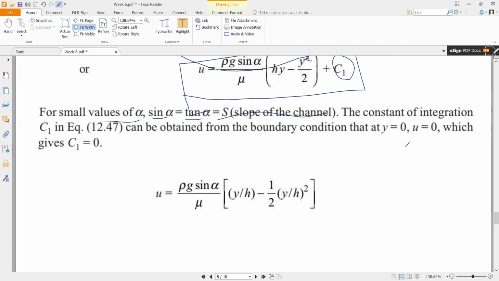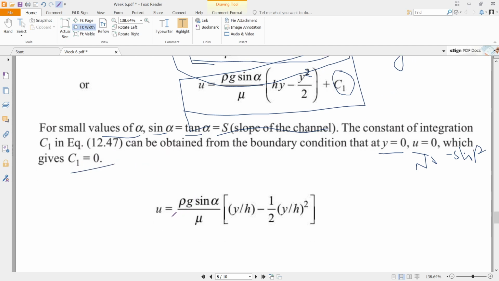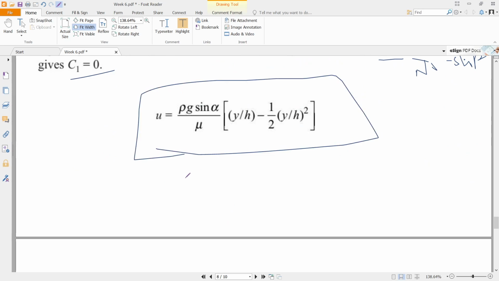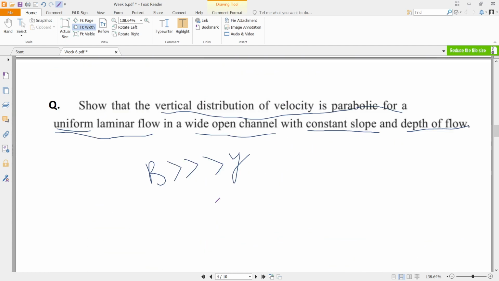So what boundary condition can we apply? At y equal to 0, the value of u equals 0, because of the no slip condition. Okay, because of the no slip condition, the value of u at y equal to 0 is 0. So if we put u equal to 0 at y equal to 0, then this entire expression becomes 0, and as a result c1 becomes 0, and hence the value of u is this, which proves the parabolic distribution. So is the problem clear? Any doubt?